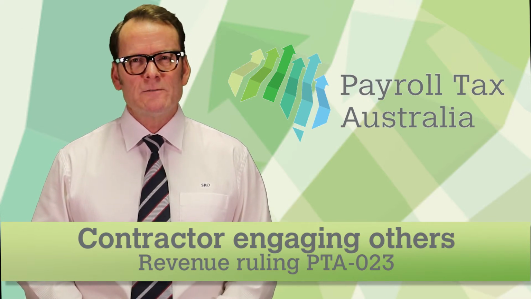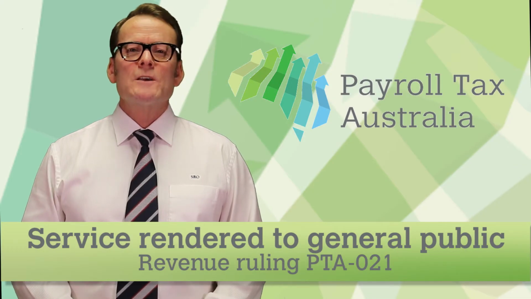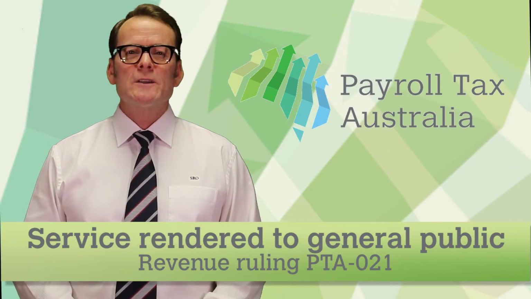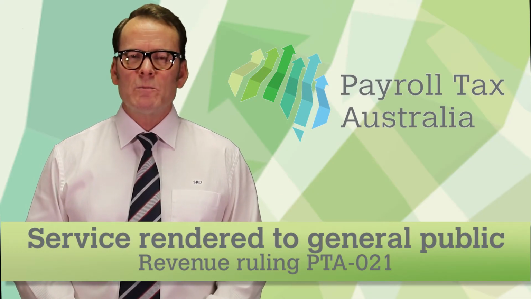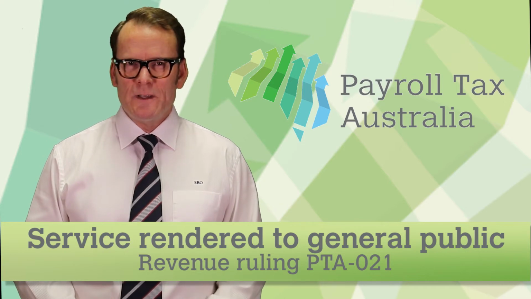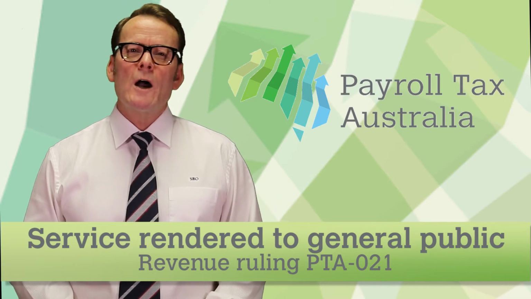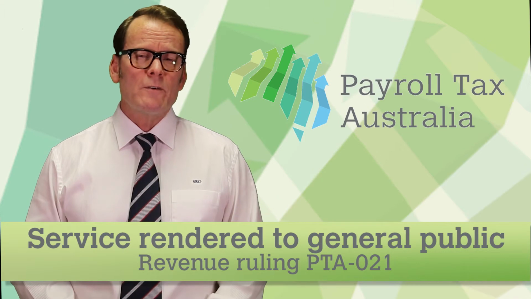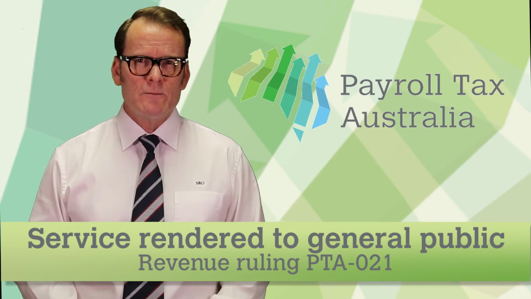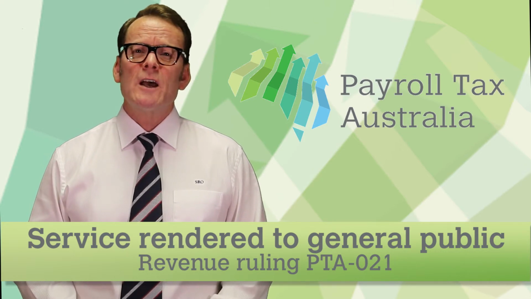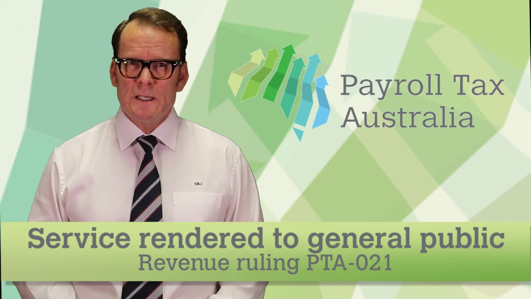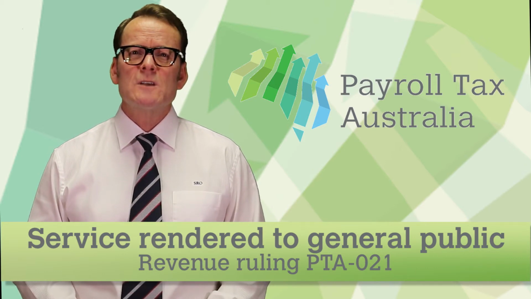This exemption applies when a contractor ordinarily renders the same services to the general public in the financial year. This exemption requires the contractor to actually work for other clients during the year. The fact that the contractor advertises their services publicly isn't sufficient for this exemption to apply.